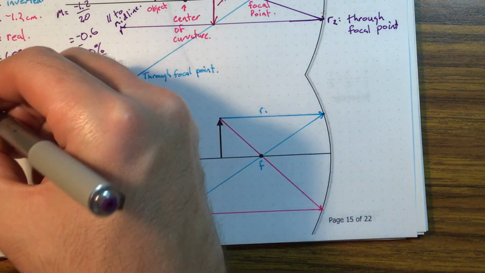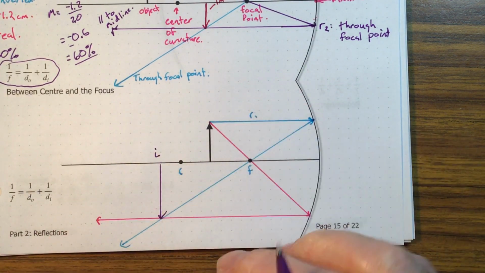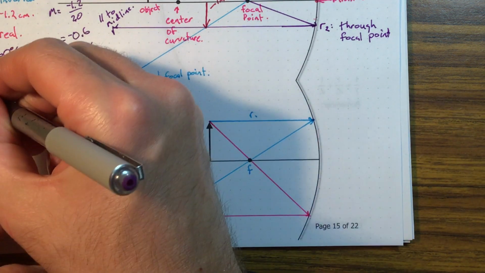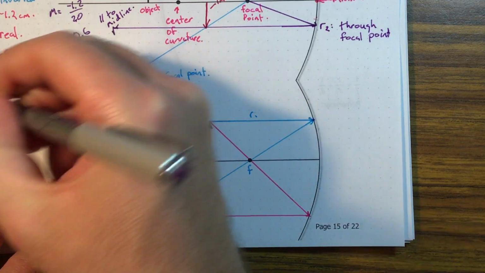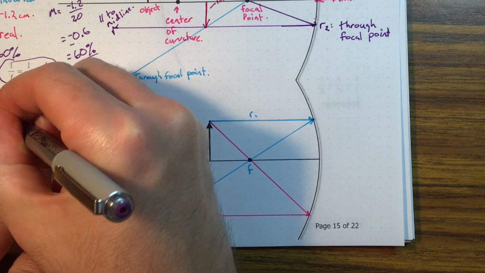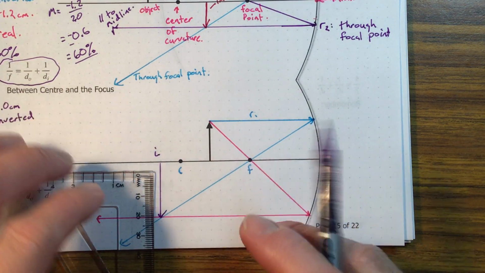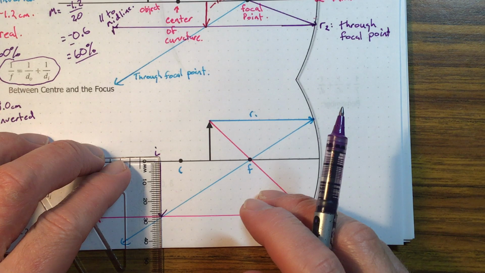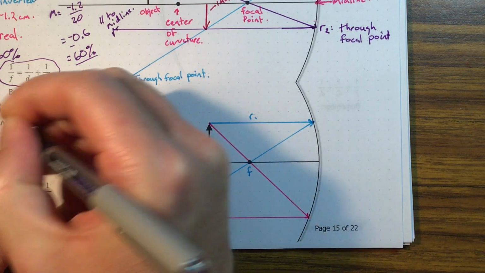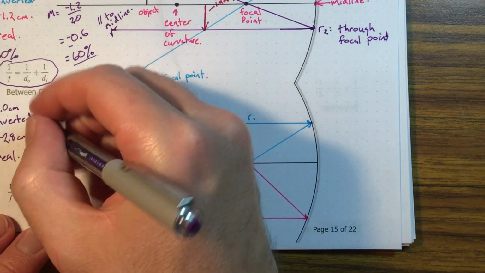Let's do our LOST, location of our image. So here's our image. I've got it at about 8 centimeters. Orientation, it's inverted, it's upside down. Size, well, it's enlarged, right? I've got it at negative 2.8 centimeters. Type is real.